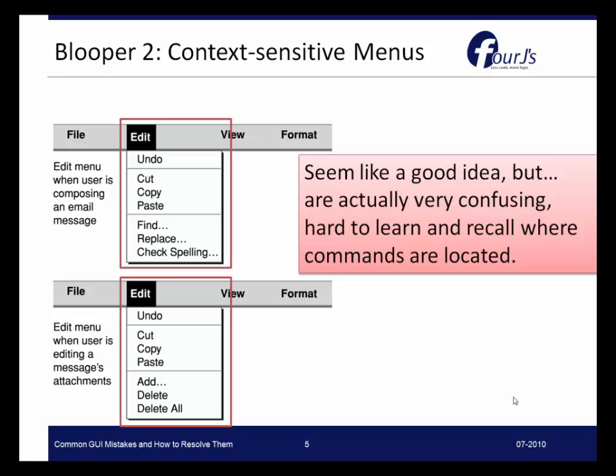Here's a second common blooper, and this is with context-sensitive menus. You'll see on the left-hand side here that this edit menu has some options when the user is composing an email message. Now, when the user is editing a message, this edit menu changes to include some different commands. Now, this seems like a good idea because it's reusing this menu space, but it's actually very confusing and very hard for users to learn because it's hard to recall where those commands are located.